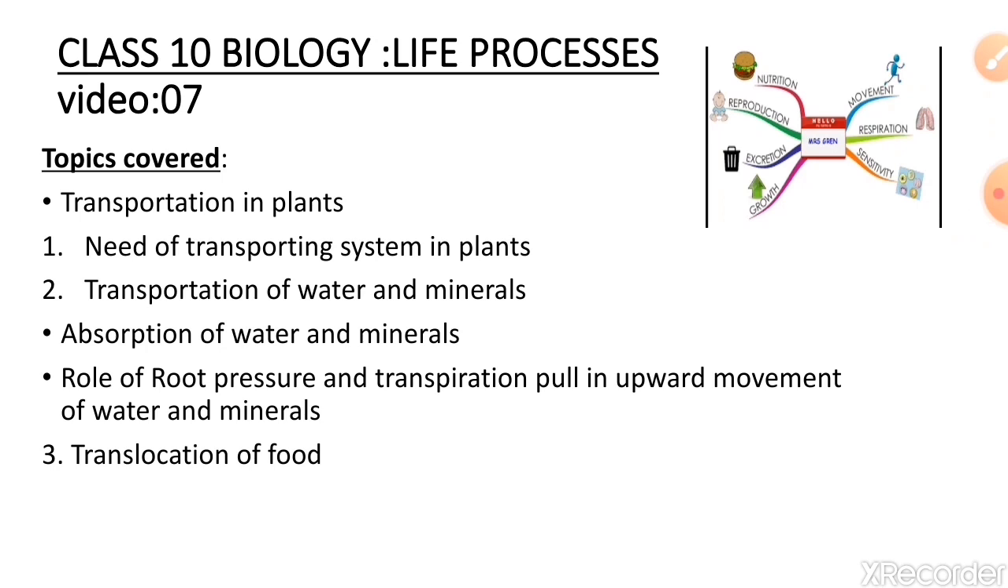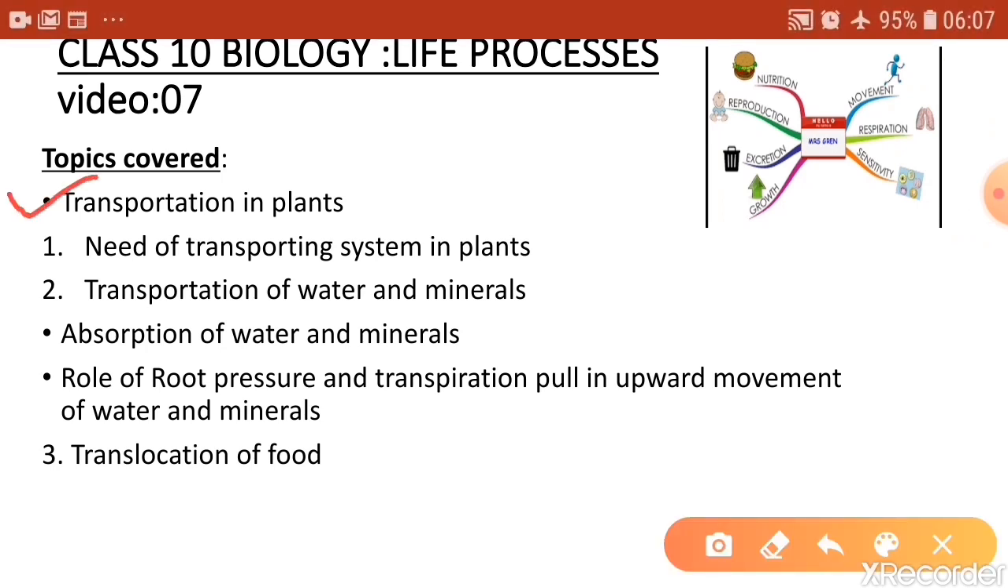Students, today you'll be learning about how transportation occurs in plants. Under this, first I'll be dealing with the need of a transporting system in plants. Then I'll be discussing transportation of water and minerals, under which first I'll tell you how water and minerals are absorbed by the roots, and then how the two factors, that is root pressure and transpiration, help in the upward movement of water and minerals in the plants. And lastly, I'll be discussing how food is translocated by the phloem.